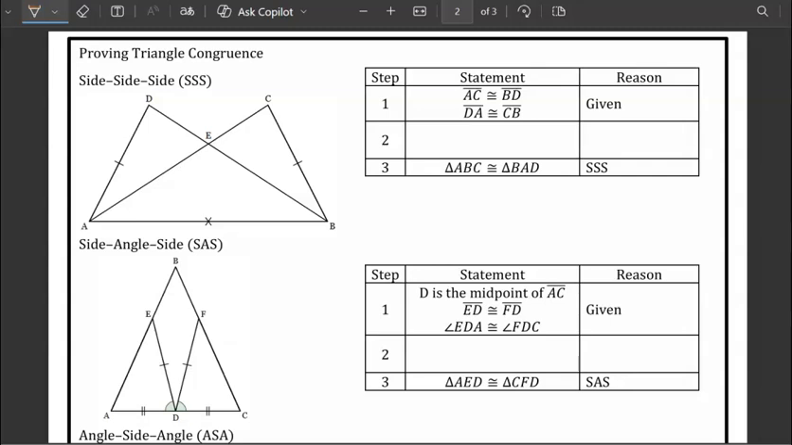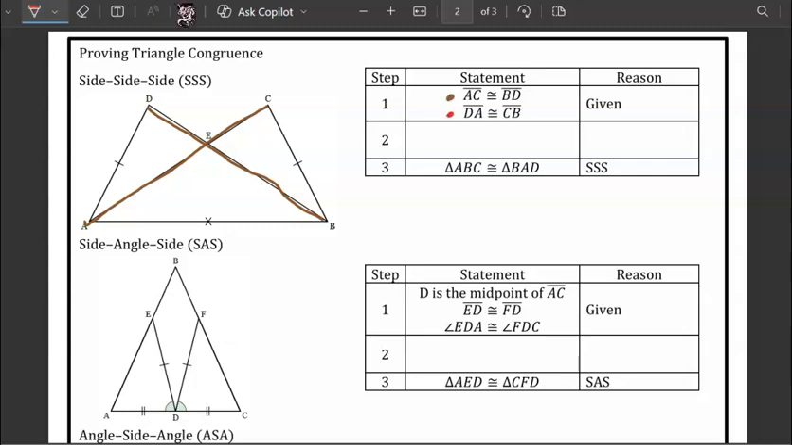Proving triangle congruence. This example has side, side, side. We're going to show it with that method. They give us the first step. AC is congruent to BD. So look at AC. This whole line is congruent to this whole line. That's a given.